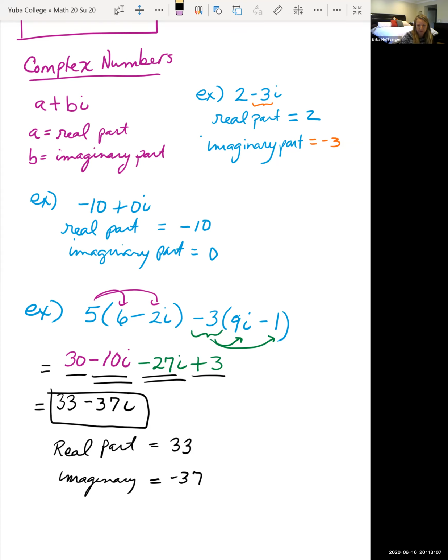Okay. You should also be able to multiply complex numbers. And when we're multiplying complex numbers, just remember that i squared is -1. So whenever we see an i squared, we're going to replace it with -1. And so let's say we had 7 minus 4i, all times 2 plus i.